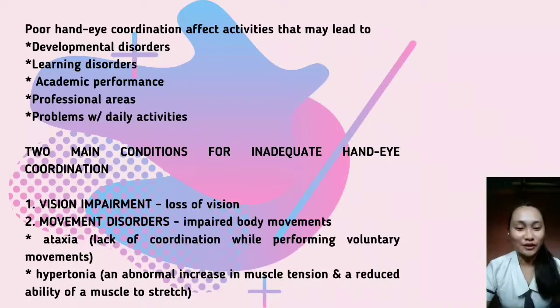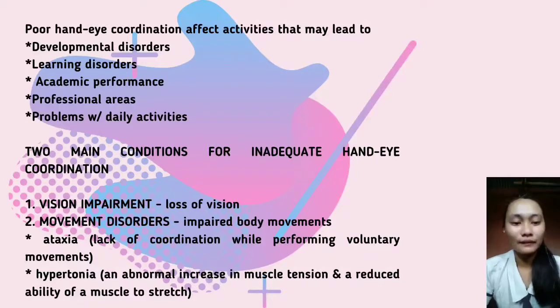Two main conditions for inadequate hand-eye coordination. Vision impairment: loss of vision that makes it hard or impossible to perform daily tasks without specialized adaptation. Movement disorders: characterized by impaired body movement caused by a variety of causes. Ataxia: lack of coordination while performing voluntary movements. Hypertonia: abnormal increase in muscle tension and reduced ability of a muscle to stretch.